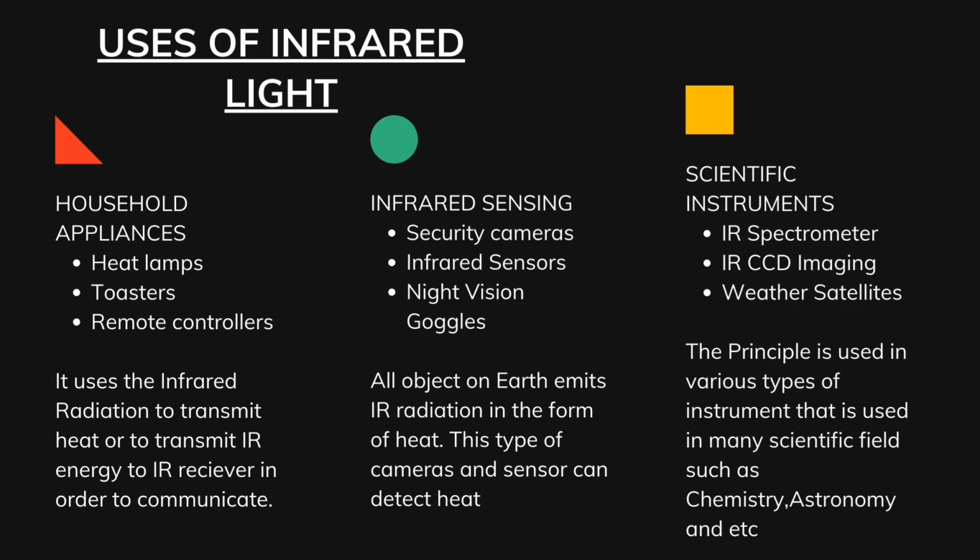Infrared sensing, like security cameras, infrared sensors, and night vision goggles: all objects on Earth emit IR radiation in the form of heat. This type of camera and sensor can detect heat. We also use infrared light in scientific instruments like IR spectrometers, IR CCD imaging, and weather satellites. The principle is used in various types of instruments in many scientific fields such as chemistry, astronomy, and etc.